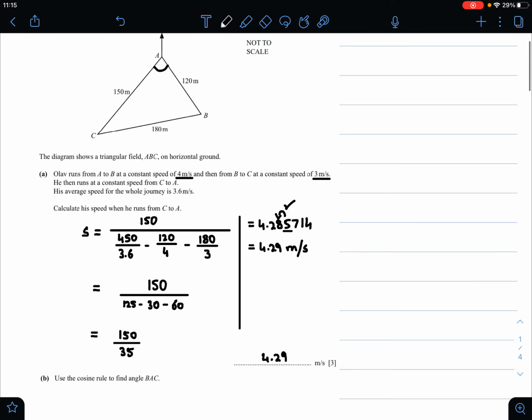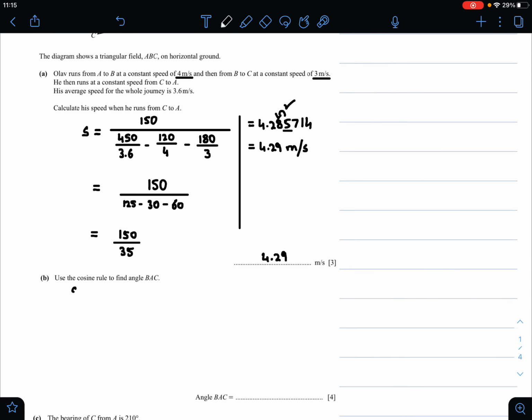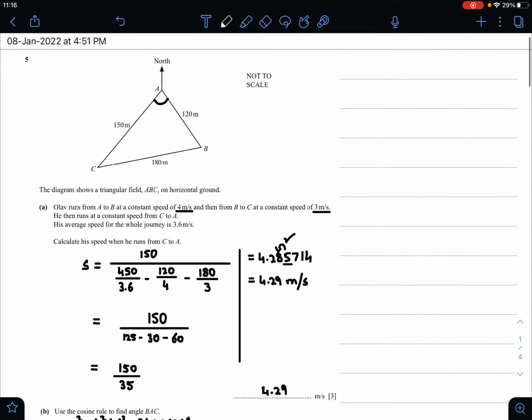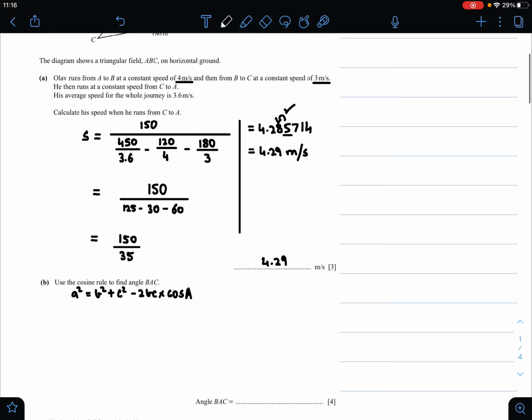So the formula is a square is equal to b square plus c square minus 2bc multiplied by cos A. Now this capital A represents the angle that we are finding, and the small a is the side opposite to the angle that we are finding.